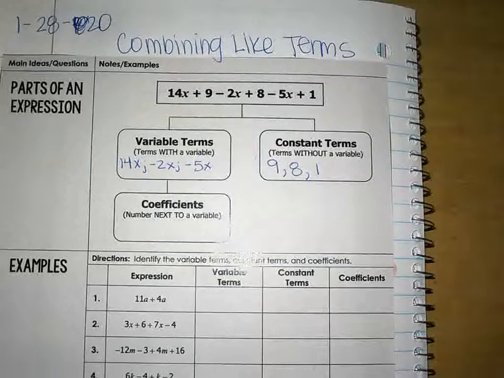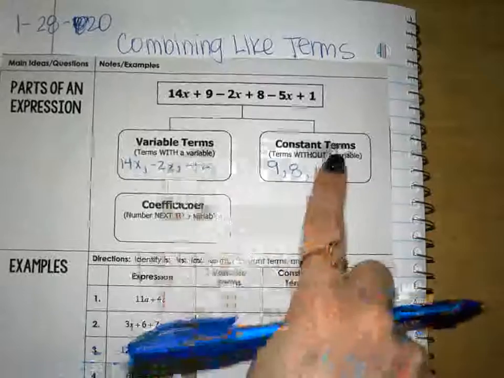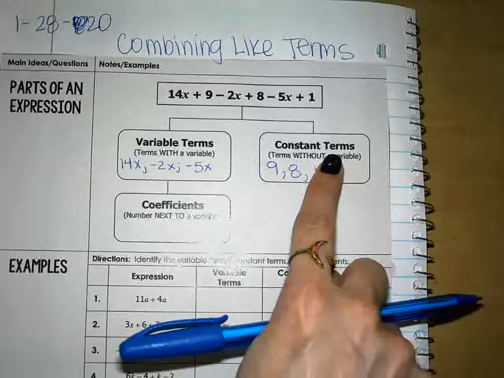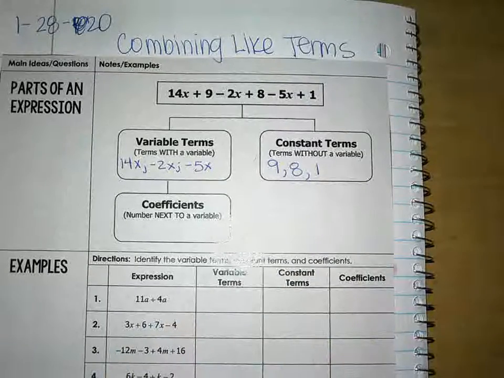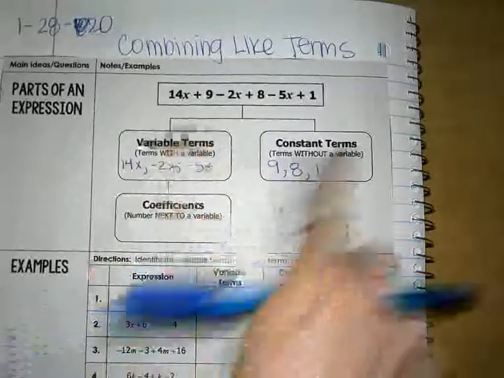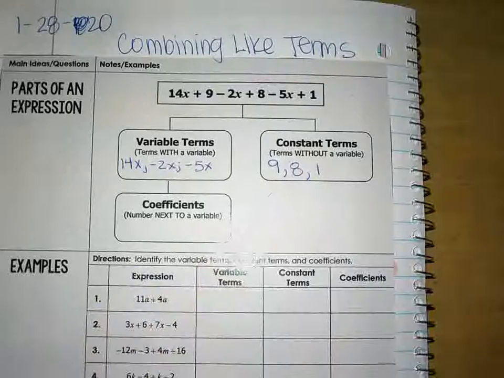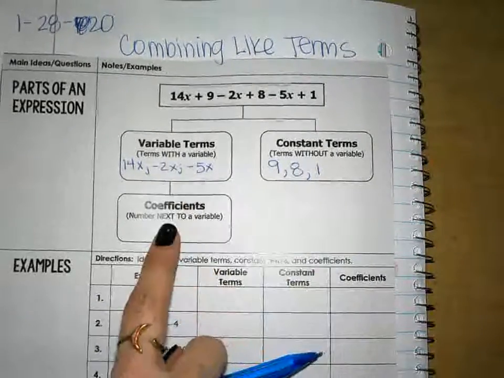Now, what do you think? Do you guys think we can combine a variable term with a constant term? No. They're separated for a reason. We can't combine variable terms with constant terms. They're two separate terms. Okay, so that's something we'll talk about in a minute.